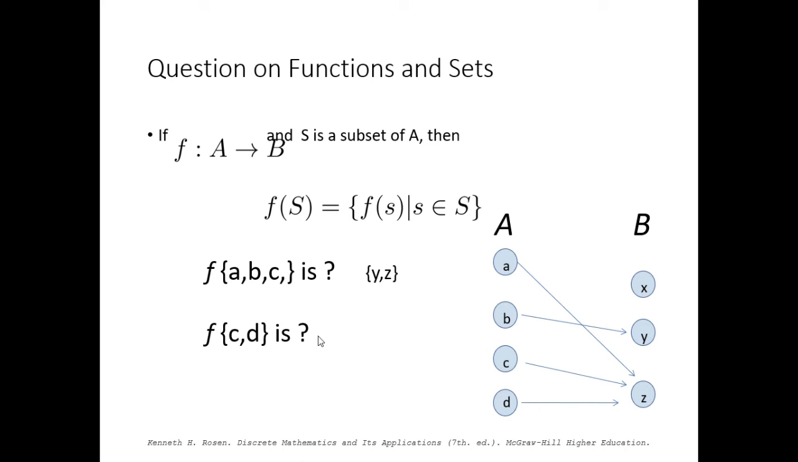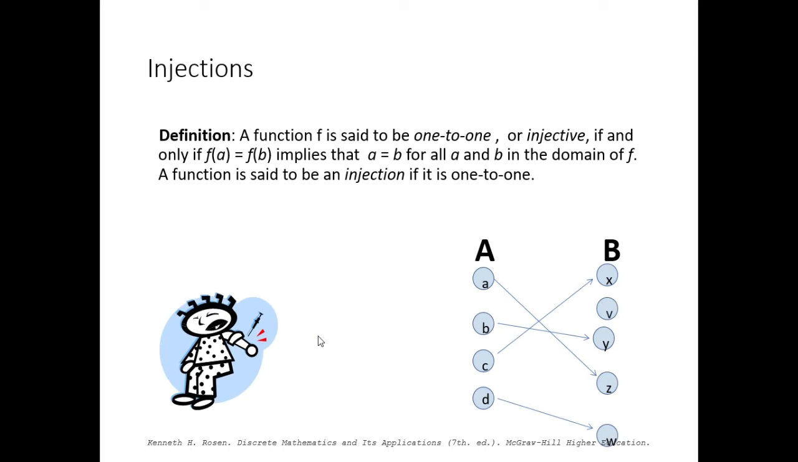Now, in this example, we have ABC as a subset of the domain set and its mapping is Y and Z. Similarly, CD is a subset of the domain set and its mapping is the element Z.